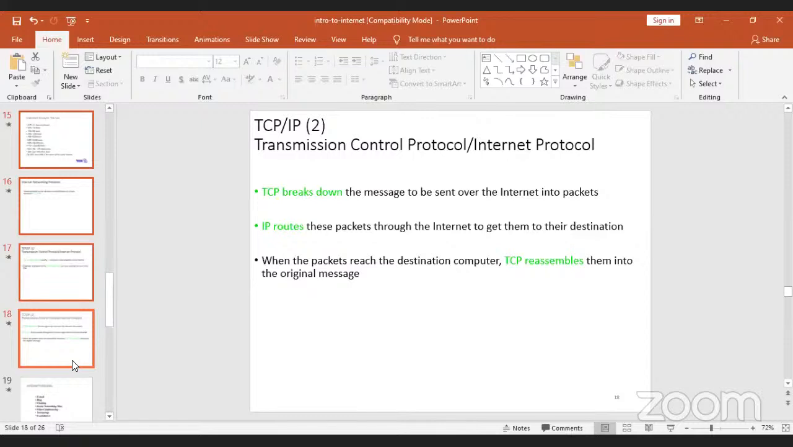What does the IP do? The IP routes the packets. The TCP breaks the message into packets, and the IP, Internet Protocol, routes the packets through the internet to get them to their destination.